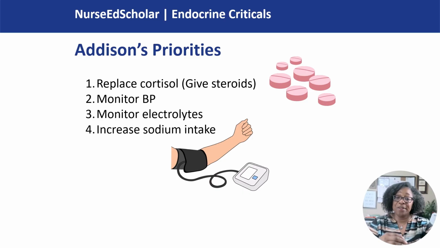You may see orders for them to increase their sodium intake. Remember, those with Addison's disease have low sodium. So you may see an order for some way of increasing their sodium intake. And you're going to monitor those I's and O's because remember, low sodium, low water. So the patient's going to be dehydrated. So you're going to monitor their I's and O's, their intake and output. So one thing about Addison's patients is that they need steroids. Okay.